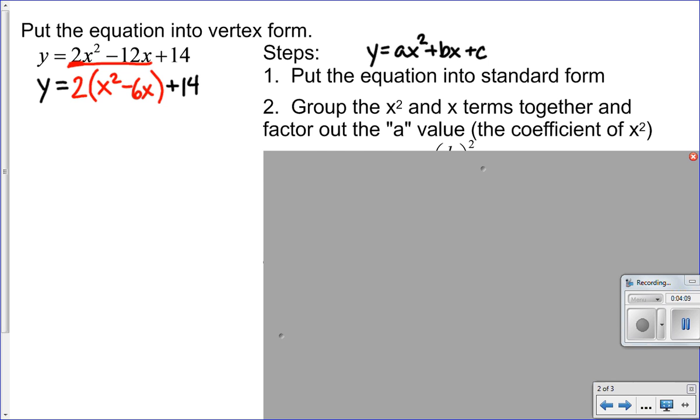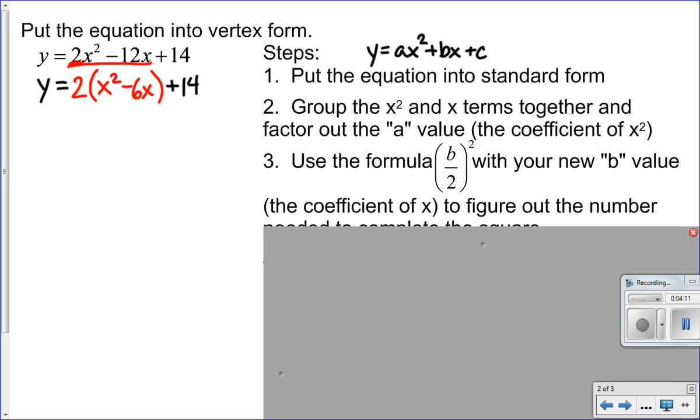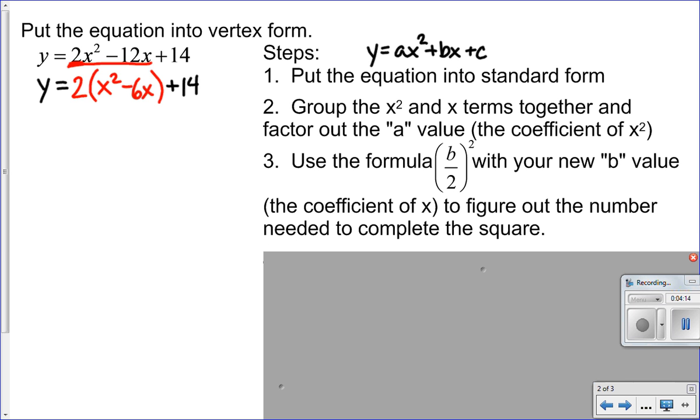So that's step 2. In step 3, we want to figure out how to make the term inside the parentheses into a perfect square trinomial. And in order to do that, we're going to use the formula b divided by 2 squared. When we use the formula, we want our new value of b instead of our original. So we're going to take negative 6 divided by 2 and square the result. Negative 6 divided by 2 is negative 3. Negative 3 squared is 9.